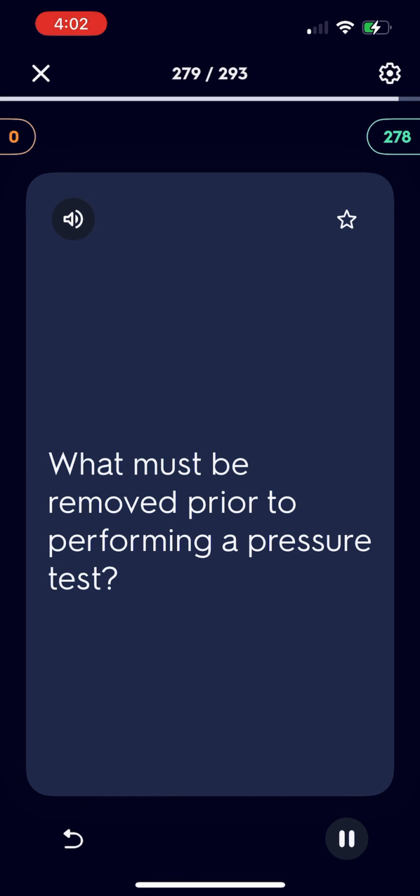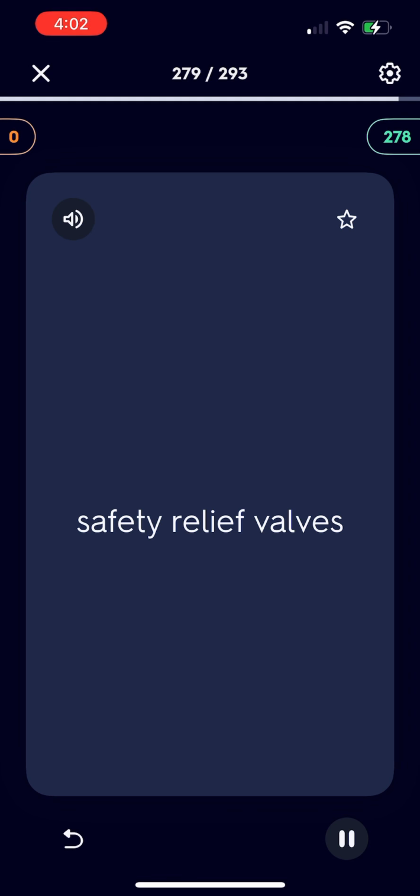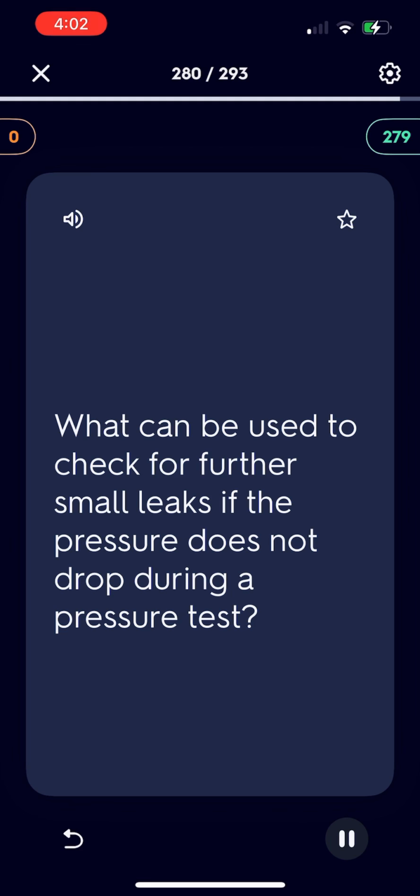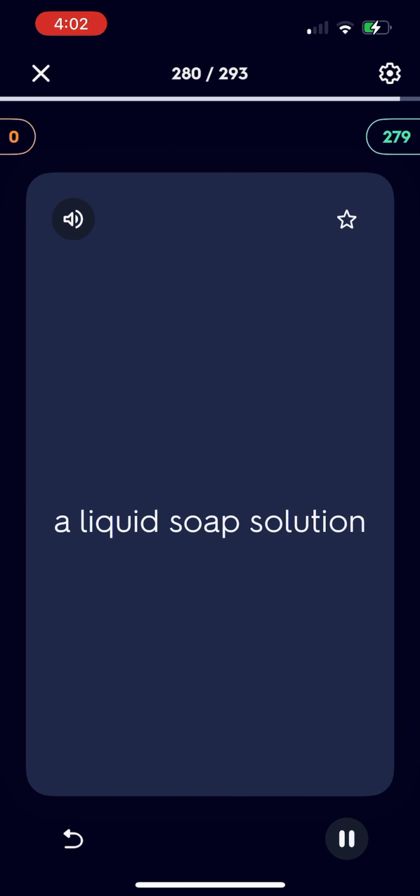What must be removed prior to performing a pressure test? Safety relief valves. What can be used to check for further small leaks if the pressure does not drop during a pressure test? A liquid soap solution.